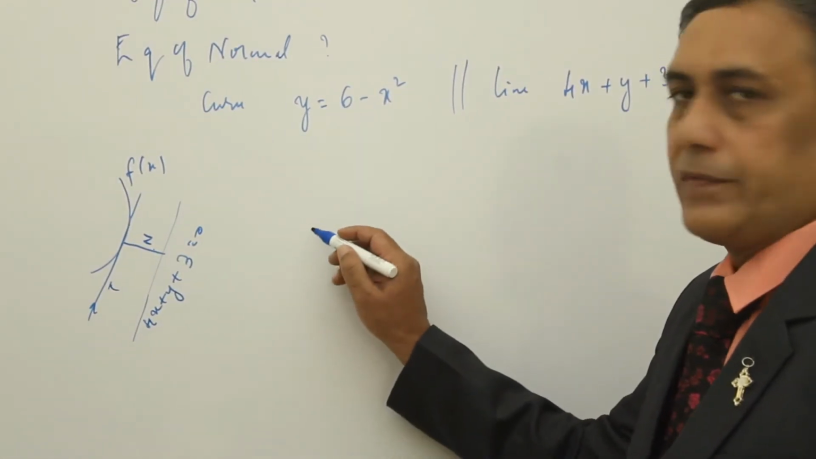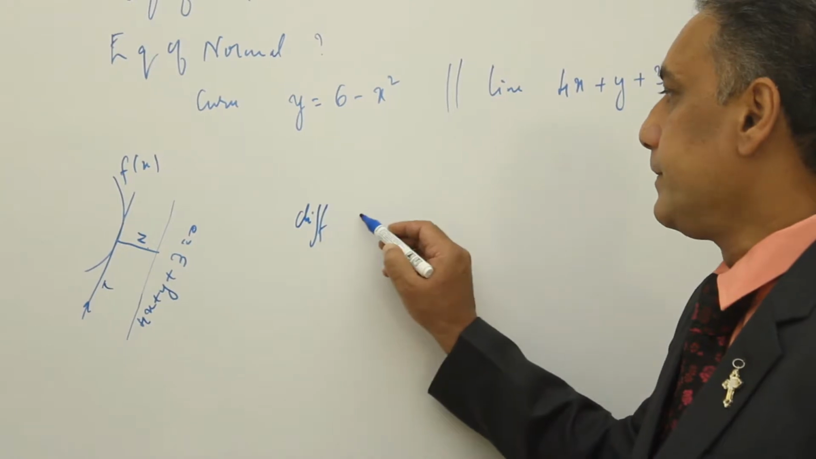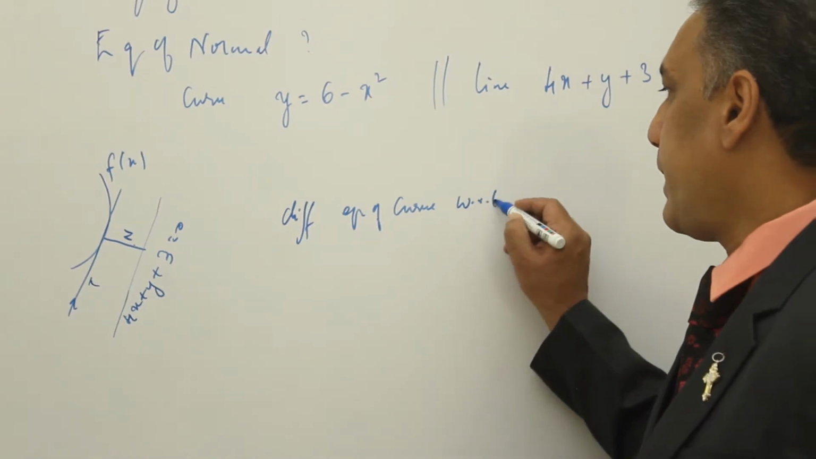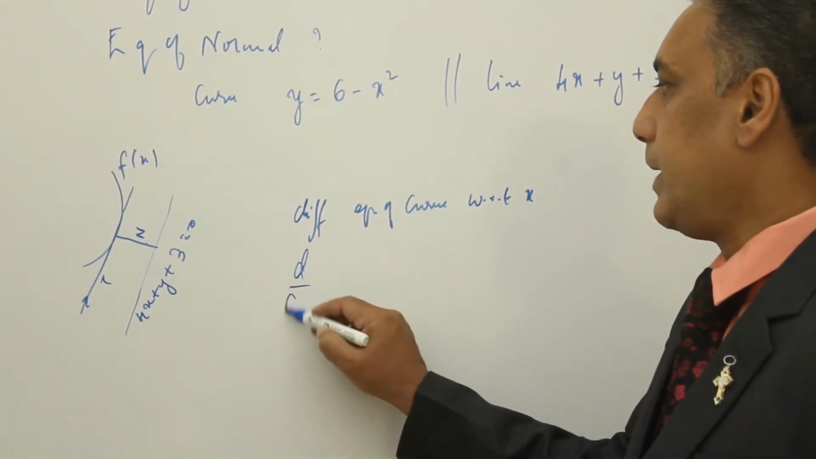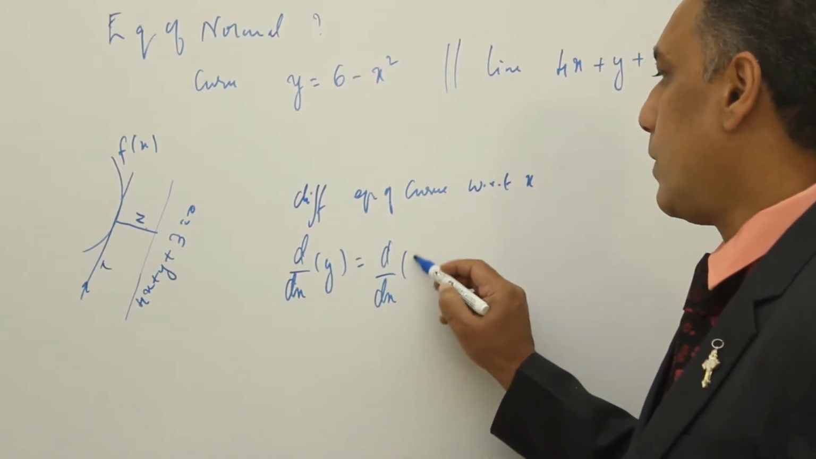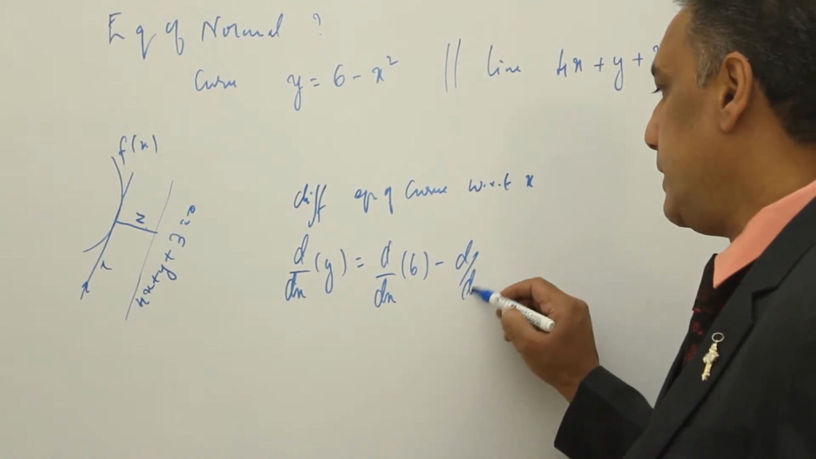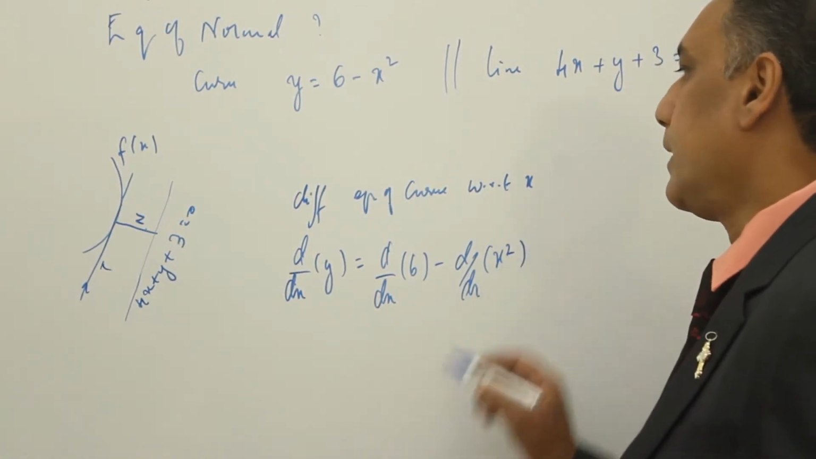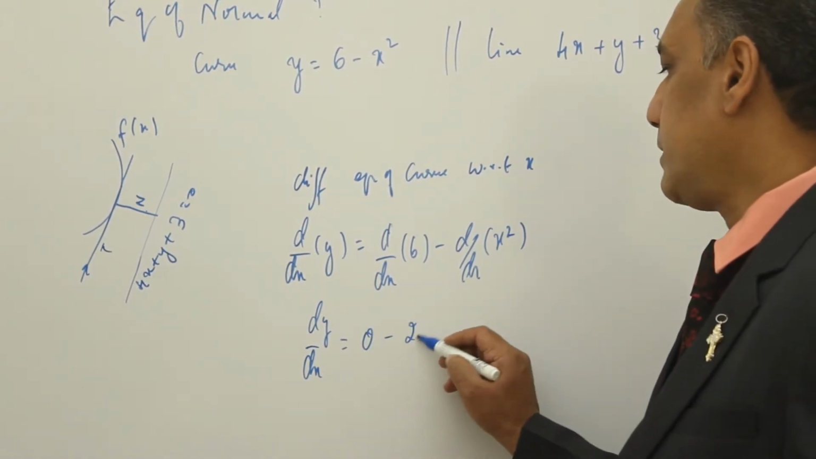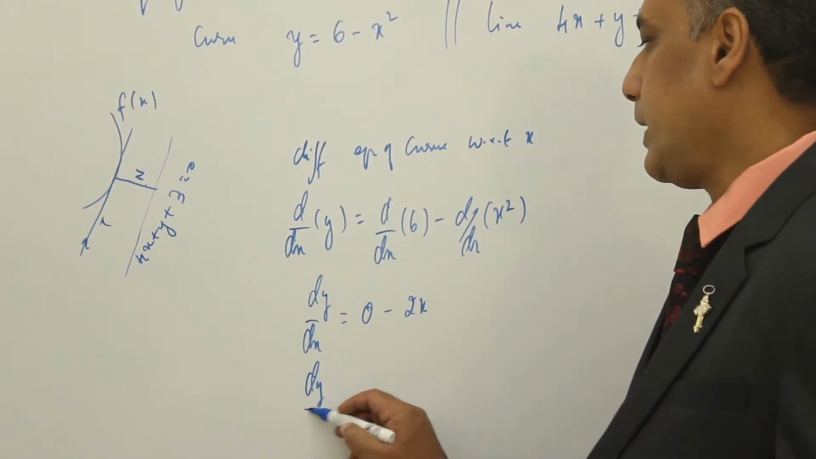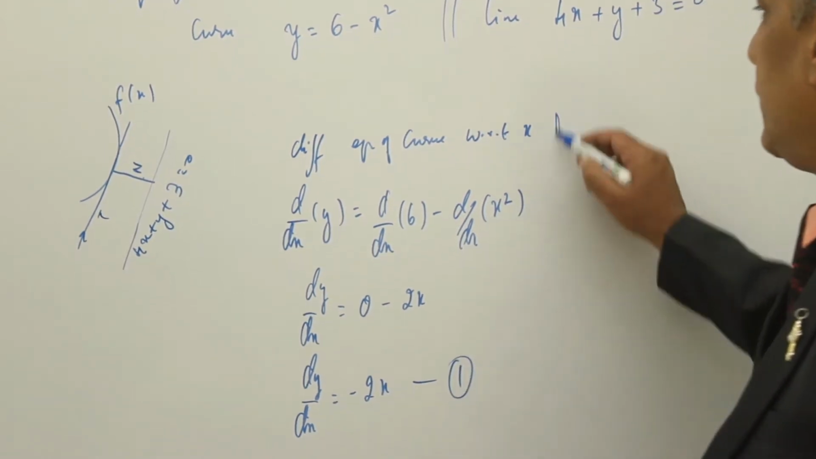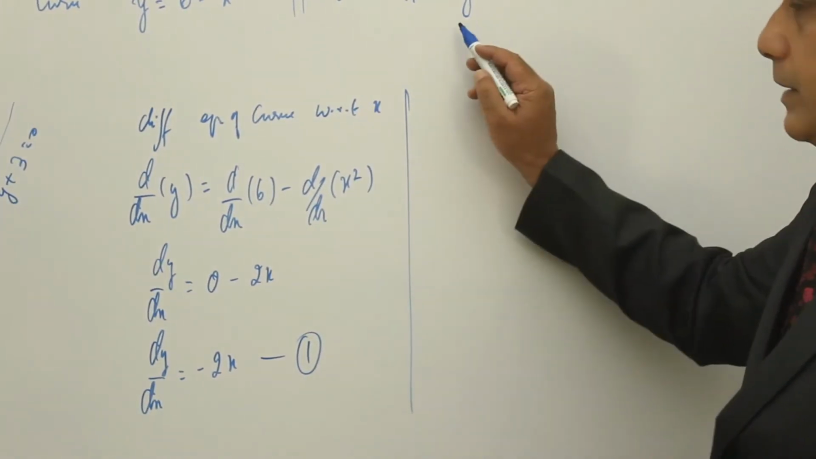So we take this equation of the curve and differentiate with respect to x. So you'll be getting d by dx of y equals d by dx of 6 minus d by dx of x square. So you'll be getting dy by dx equal to 0 minus 2x. So therefore, in other words, you get dy by dx is equal to minus 2x. This is one equation.